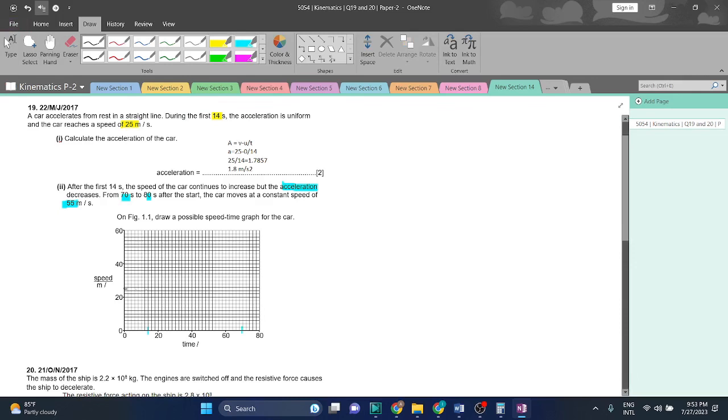It will be between, this will be the first mark because पहले गाड़ी जो है उसकी constant acceleration थी, so the speed will increase gradually. Right, but later on they have mentioned के the acceleration decreases, मतलब the car will no longer be accelerating at the same rate it used to.